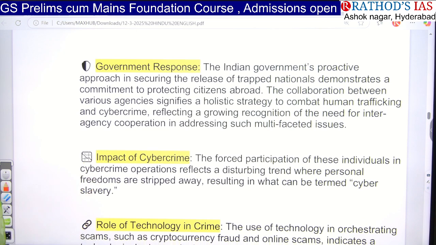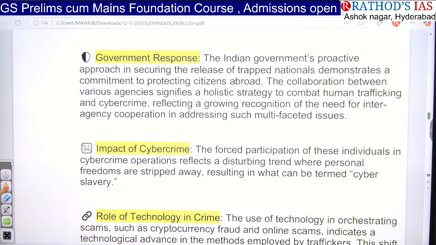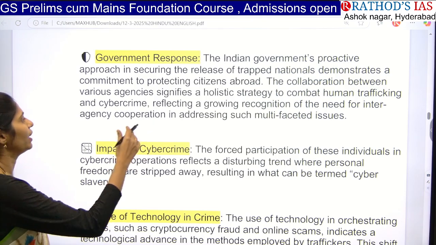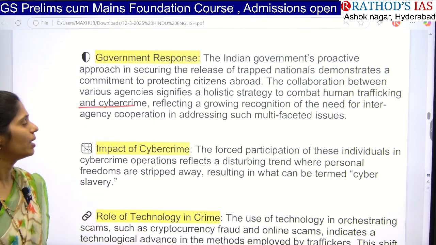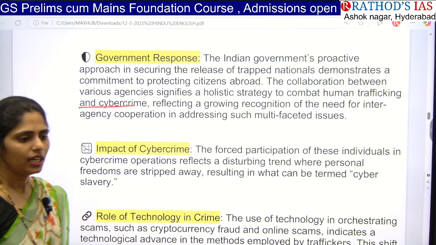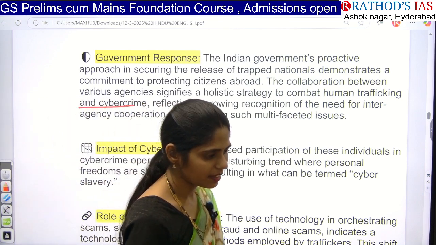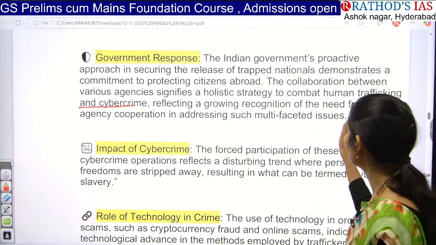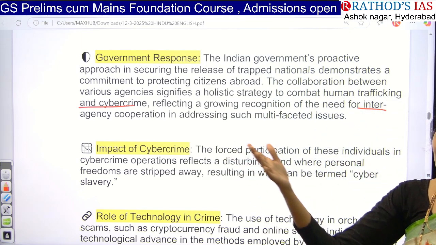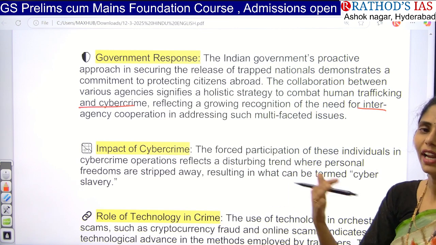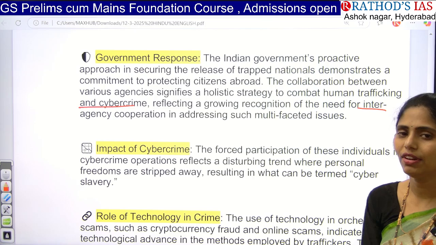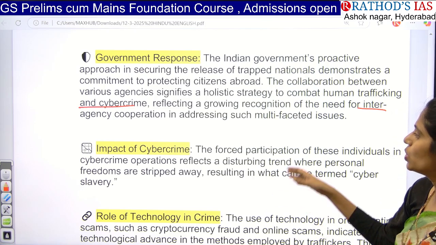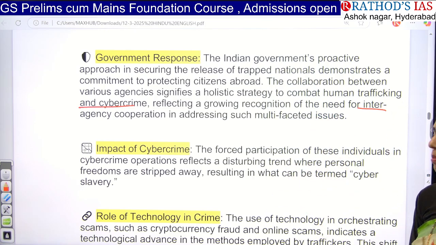Especially we have collaboration between different agencies, so that we can combat human trafficking as well as cyber crime. And the Indian government alone cannot take care of everything. We need international collaboration, because they have to share information. If we do not have good relations with that country, we will not get information properly. So information sharing is very, very important.